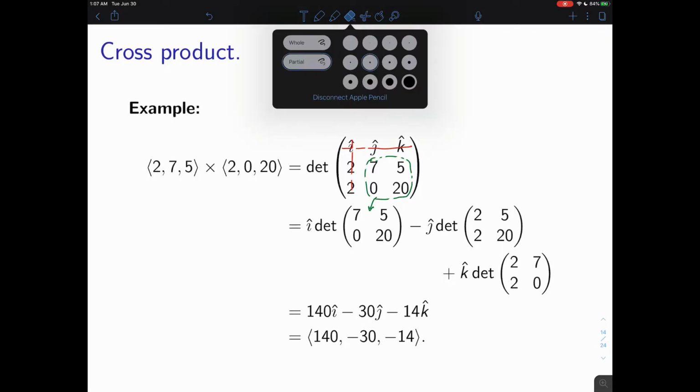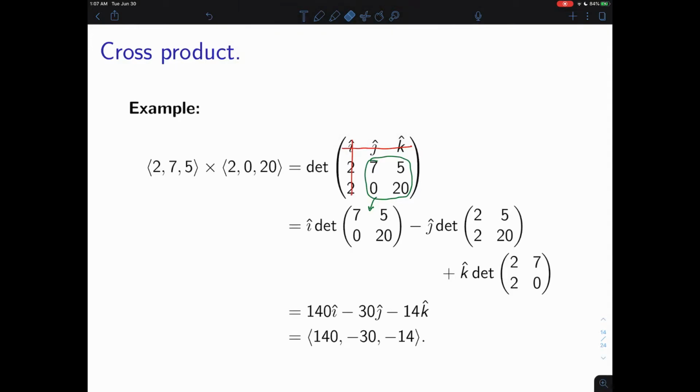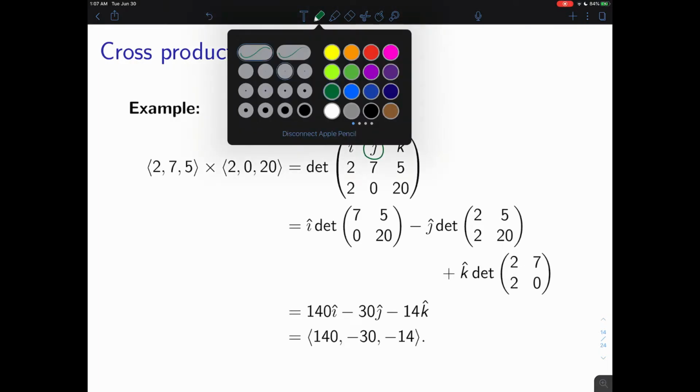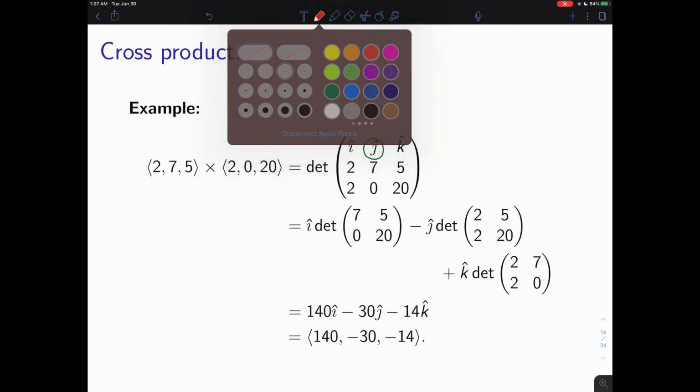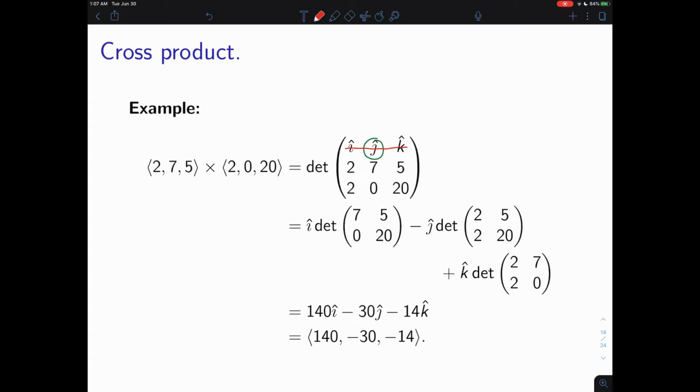Then I move from the I to the J. I put a J there. I cross out the row and column, that sort of T-shaped thing, and look at what's left over.